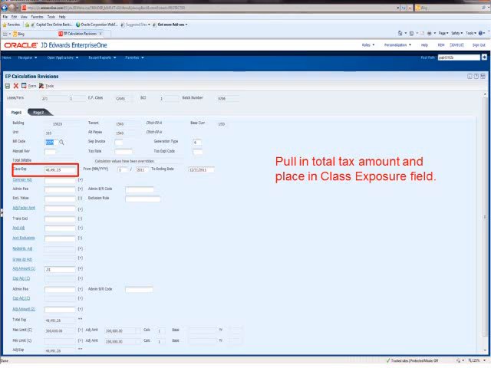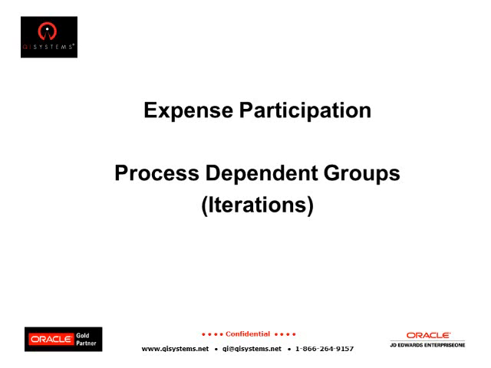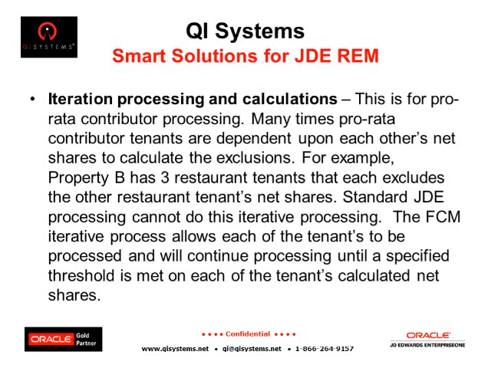So then what I just talked about is process-dependent groups, or what we call iteration. That's where you have these dependencies when they need to get the pro-rata contributor tenants. They depend upon each other's net share to calculate the exclusion. So this is just an example of one that we've done for a couple of clients. That's a pretty standard process that they come across. The system will take care of that, and you can run the calculation. Pretty common. Other types is you want to subtract out a tenant's net share from the exclusion amount.